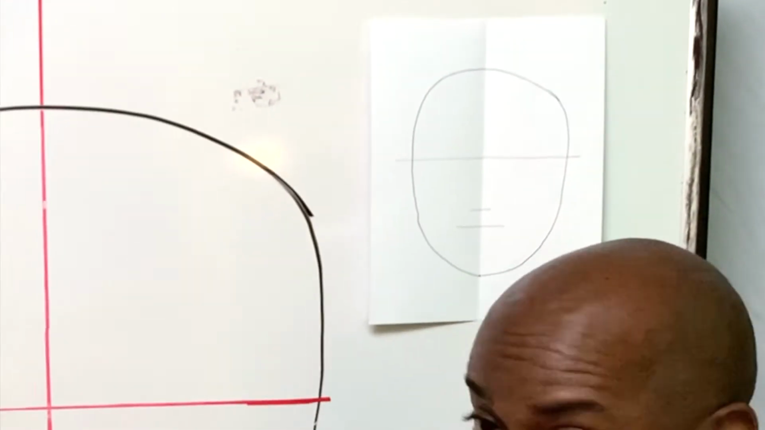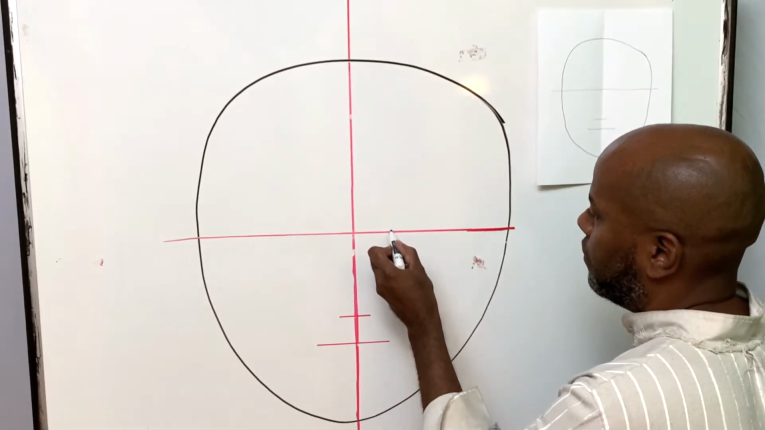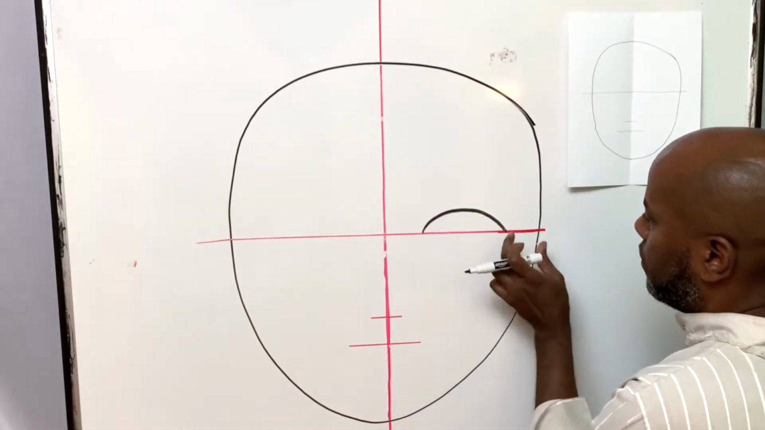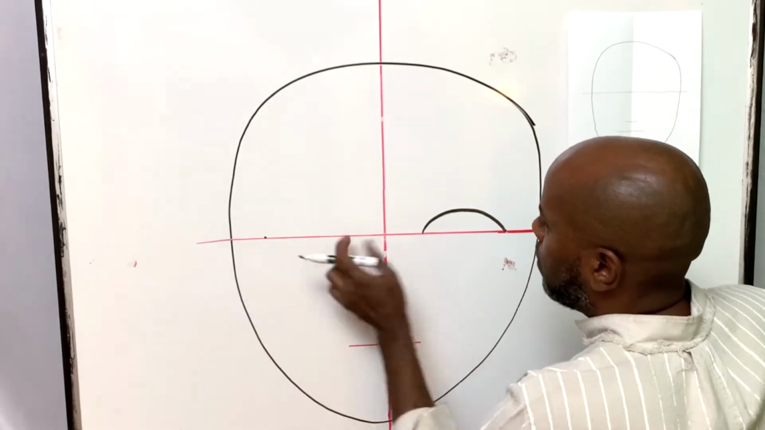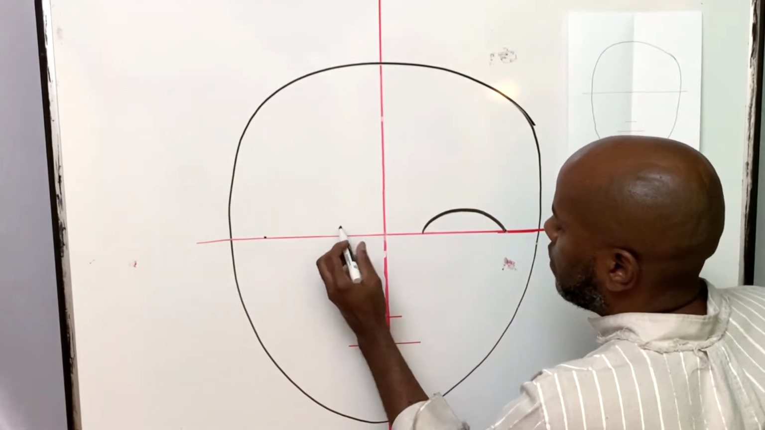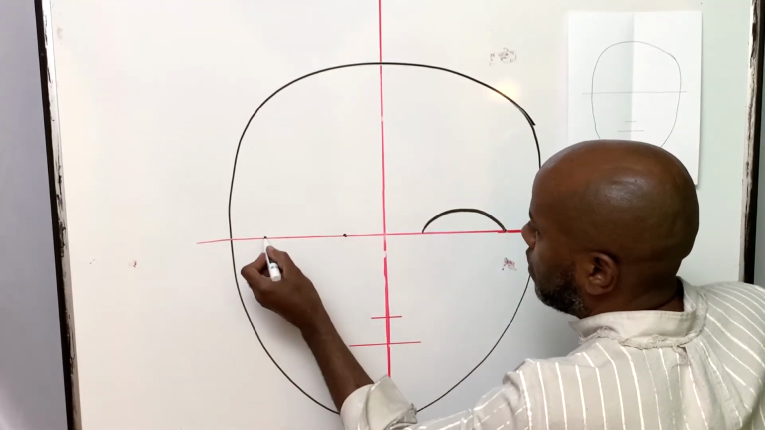To create the outer shape of the eye, use a half circle. In order to achieve symmetry, I want to make sure that the eyes are the same size and shape on both sides.